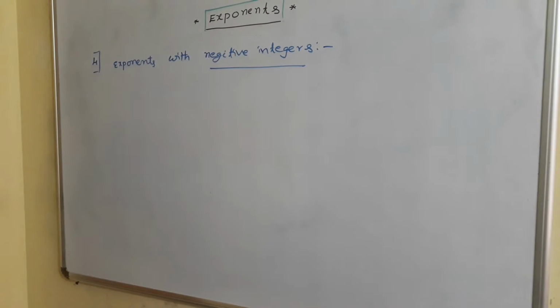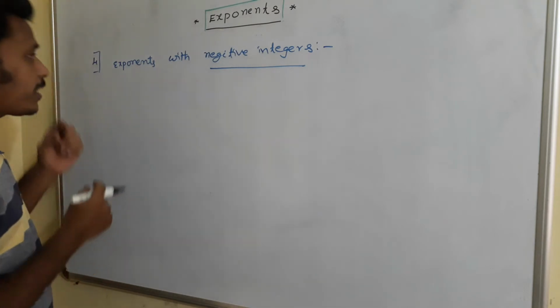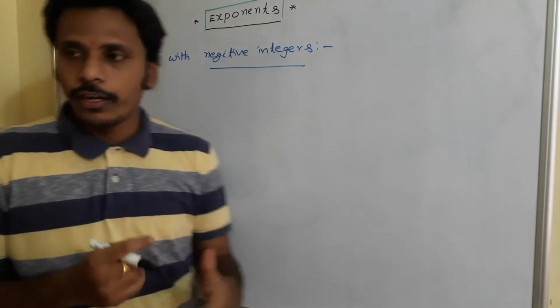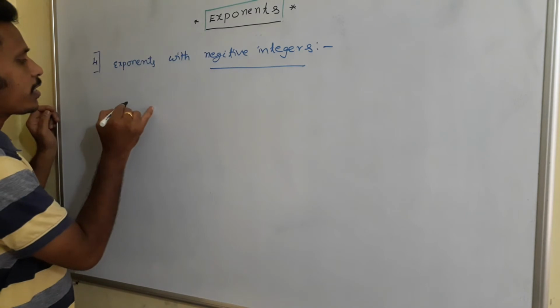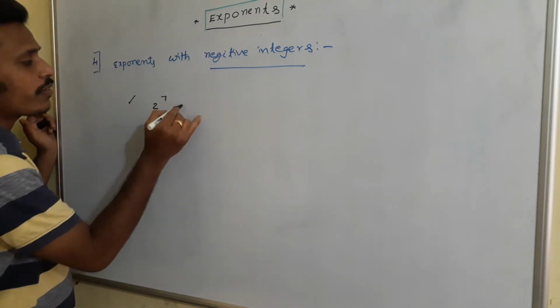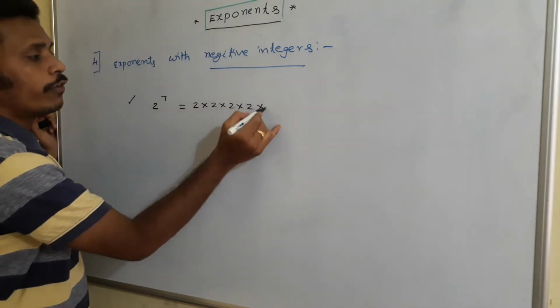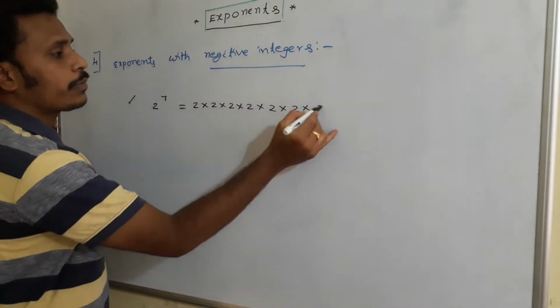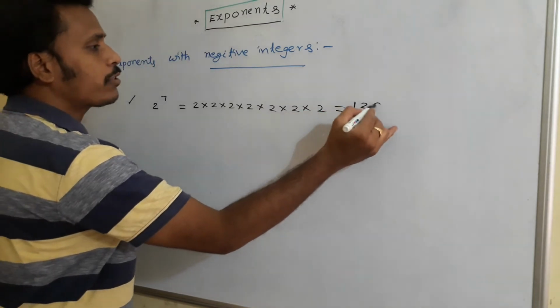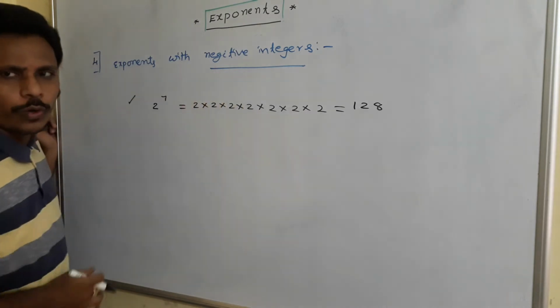Yeah, next idea of exponents is exponents with negative integers. As per the definition of exponent, exponent is the multiplication of a number repeatedly for some times. For suppose if I said 2 power 7, what is 2 power 7? 2 power 7 is multiplication of 2 for how many times? 7 times. If you multiply 2 for 7 times, your answer is 128. That's it. You just multiply, you will get it as 128.